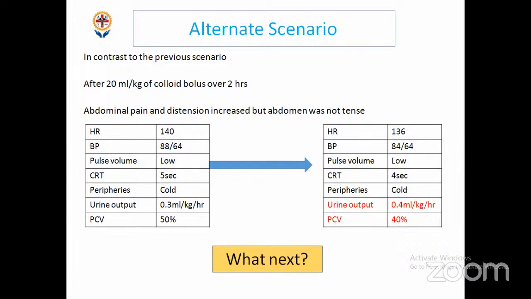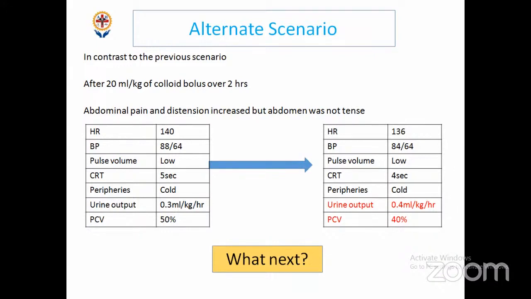There's a drop in BP, urine output is still low, and there's a dramatic fall in your PCV. So what is the interpretation? What do you want to do next? We have to move, our time is running out. Think of internal bleeding, sir. Exactly. Very good. So you have unstable vitals with a drop in PCV. So the next thing you have to think is internal bleeding. So what do you want to do now?